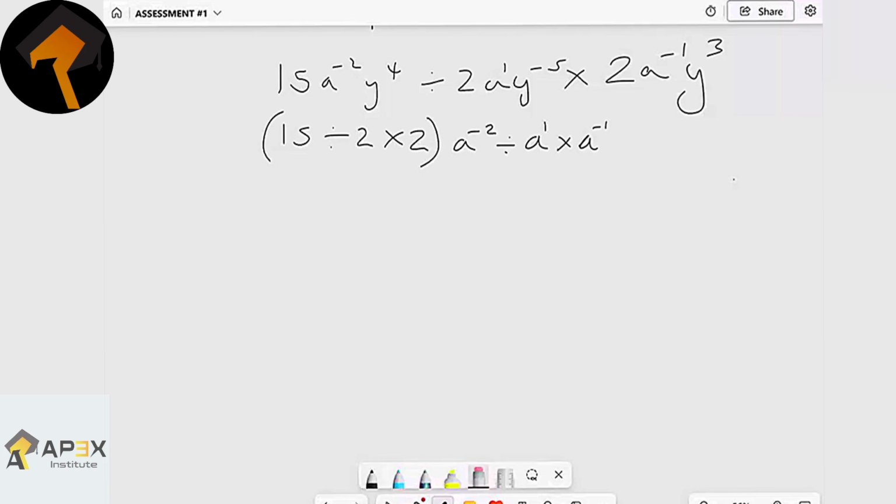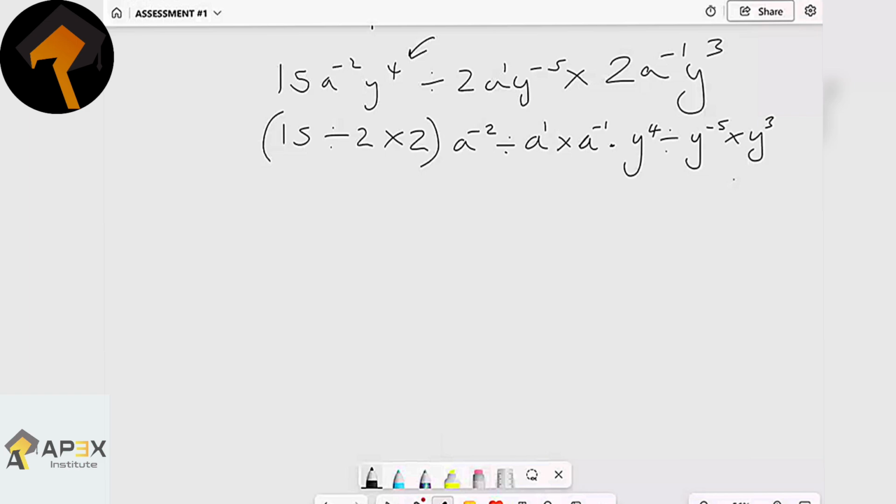And so with that said, now we're going to move on and tie this together with the y, pardon me. It's going to have y. And the first y is y to the 4. This is the y that we're looking at now, y to the 4. We're going to divide it by the second y, which is y to the negative 5. We're going to multiply it then by y to the 3.